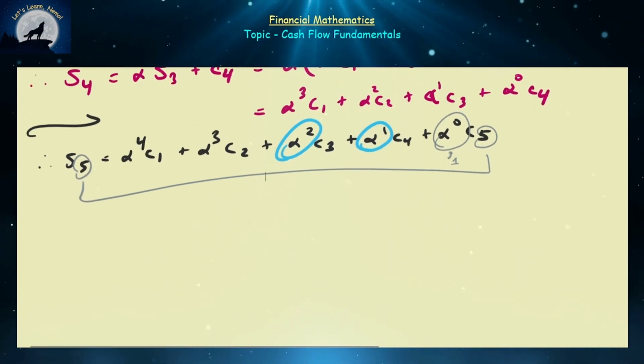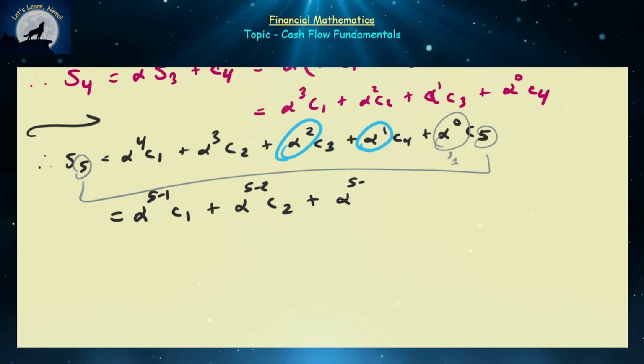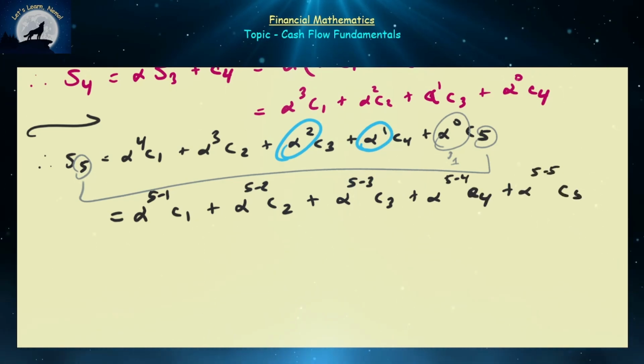But this is going to be S5, and I can actually write these powers in a slightly different way. I can write this instead as alpha to the 5 minus 1 C1 plus alpha to the 5 minus 2 C2 plus alpha to the 5 minus 3 C3 plus alpha to the 5 minus 4 C4, and then finally alpha to the 5 minus 5 C5. And why the heck would I want to do that? Because notice that those subtrahends and those subscripts are now matching.